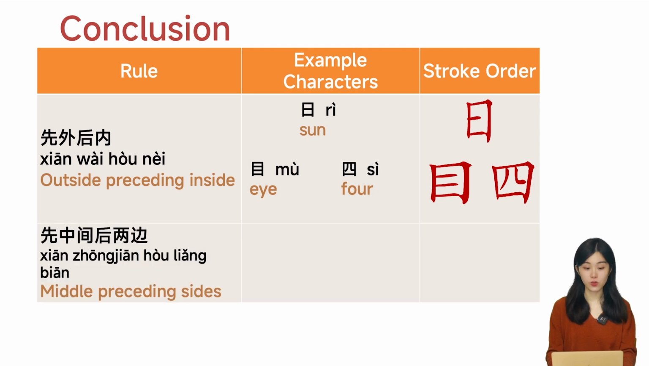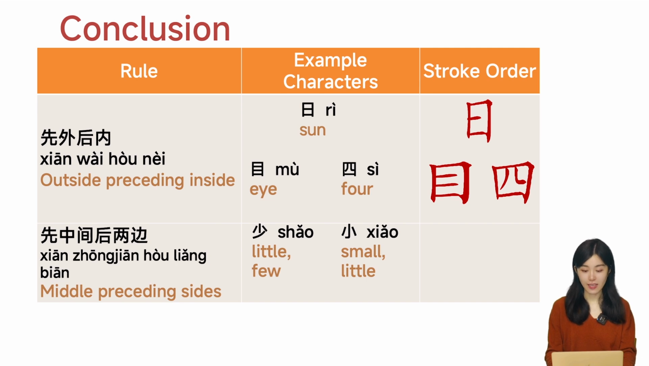Great. The last rule. 先中间后两边, Middle preceding sides. This means when we write some characters, we should write the stroke in the middle first, and then write the left side, finally write the right side. See the example characters. 少 小. See their stroke orders.